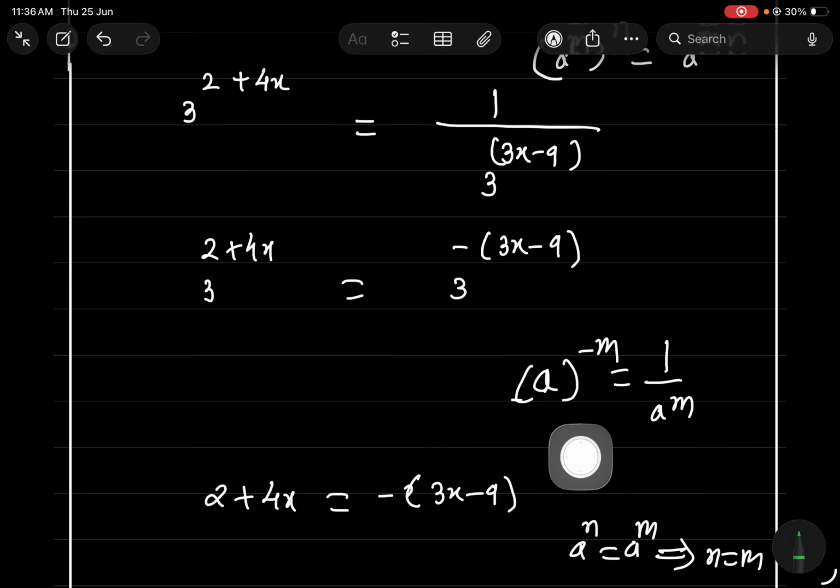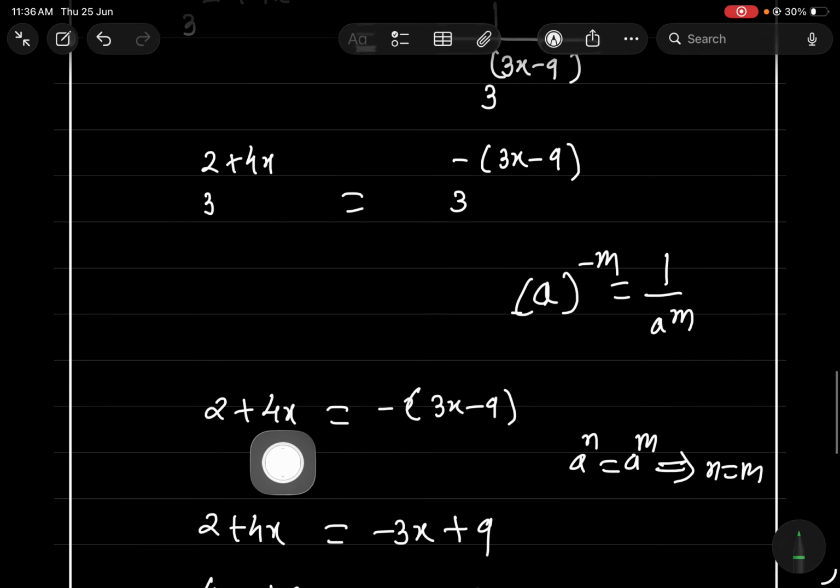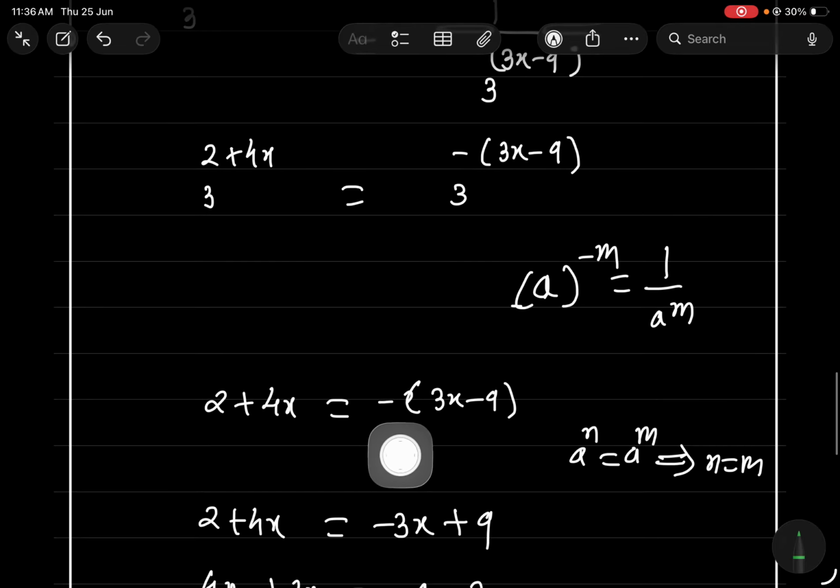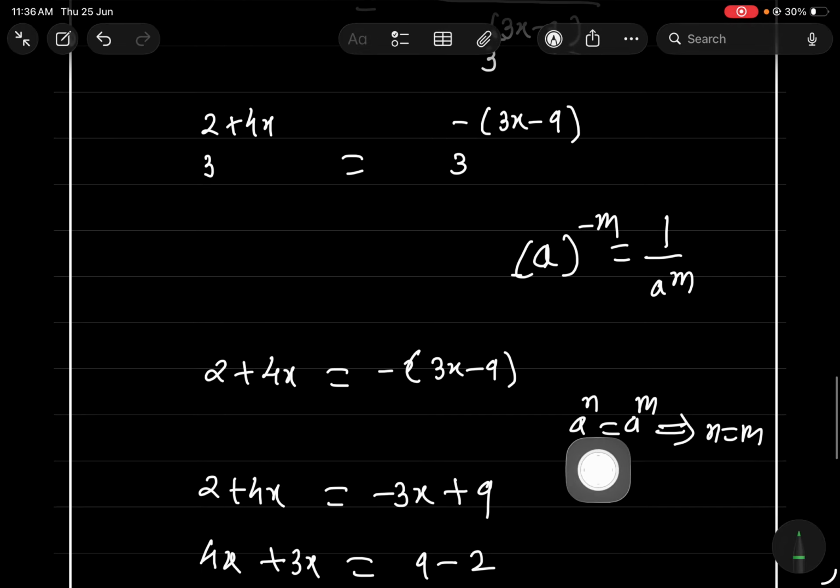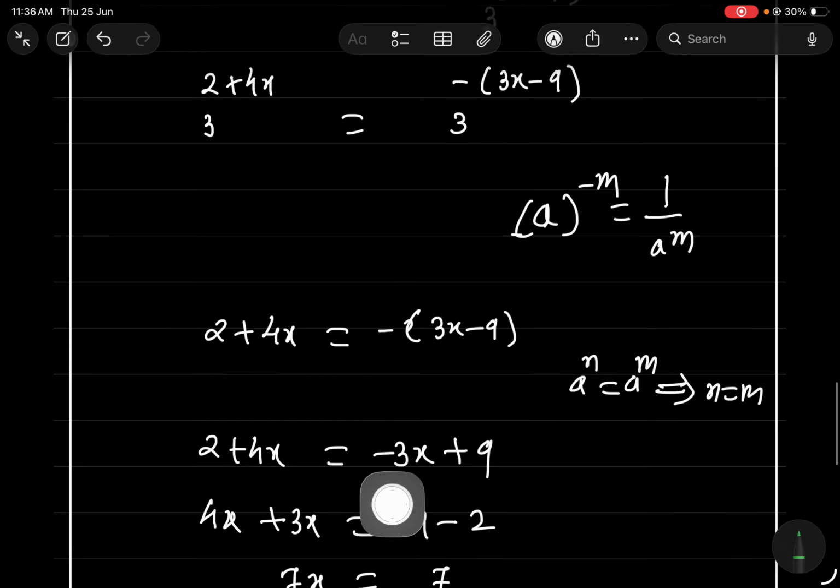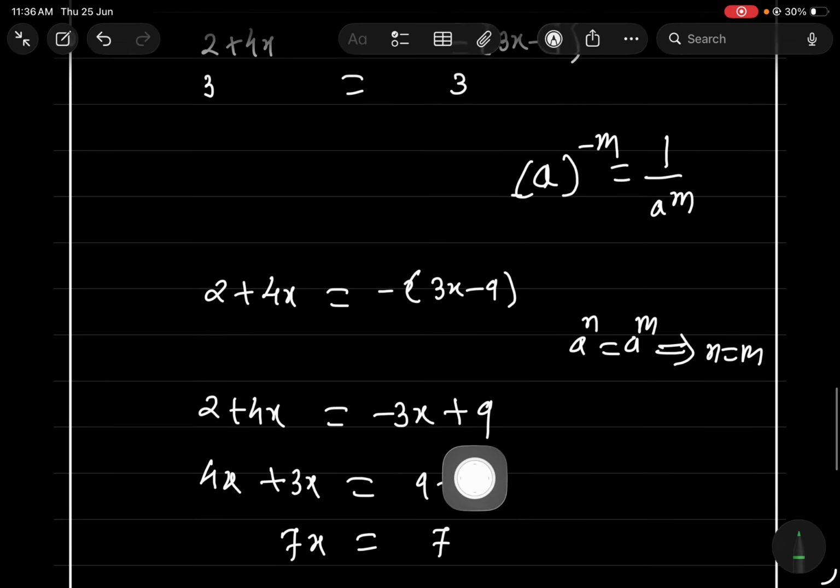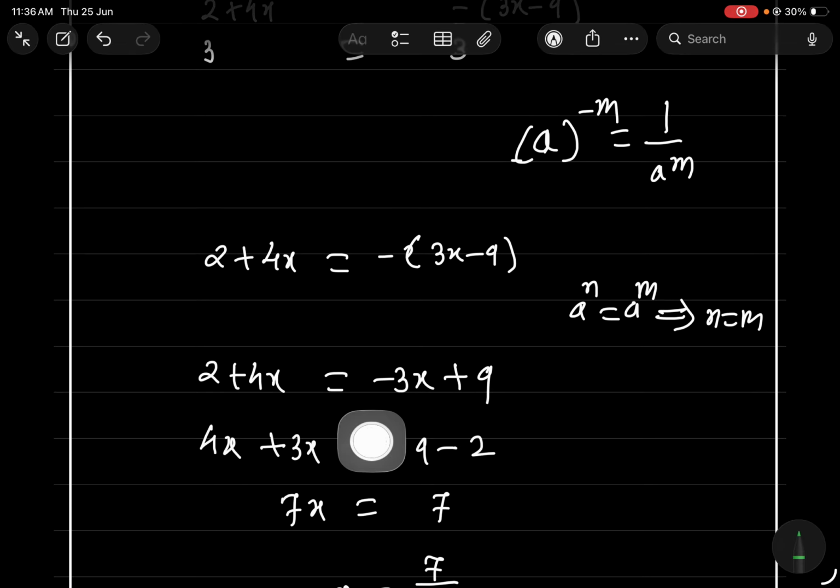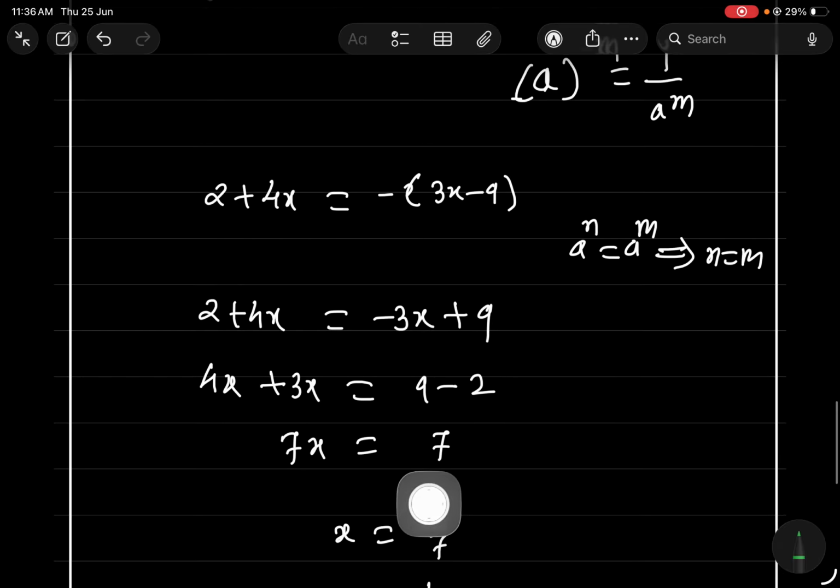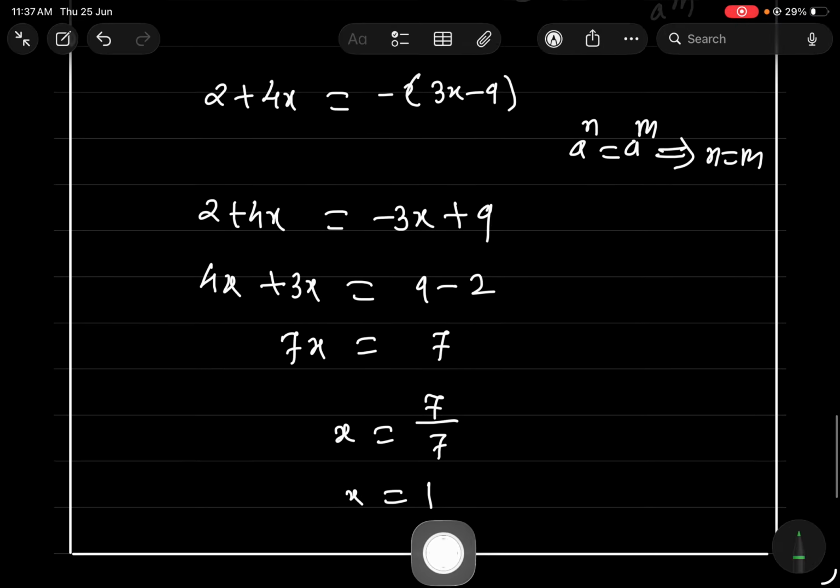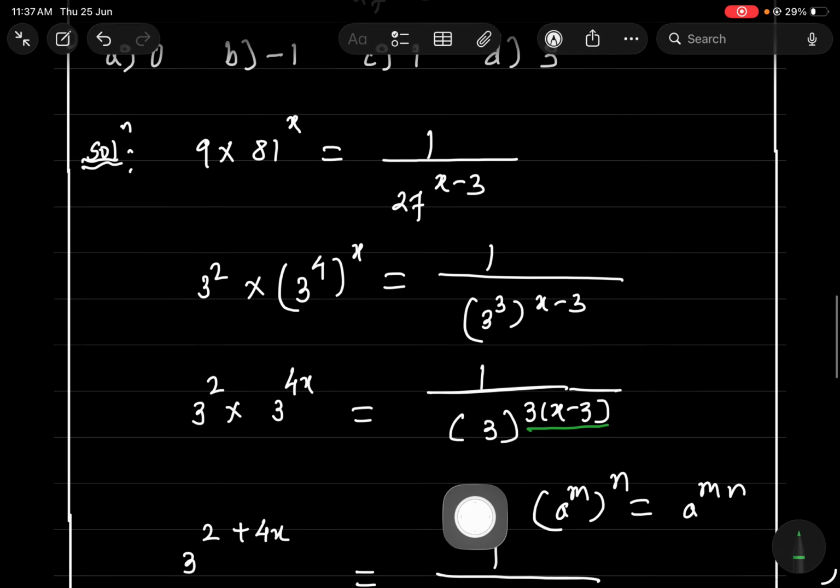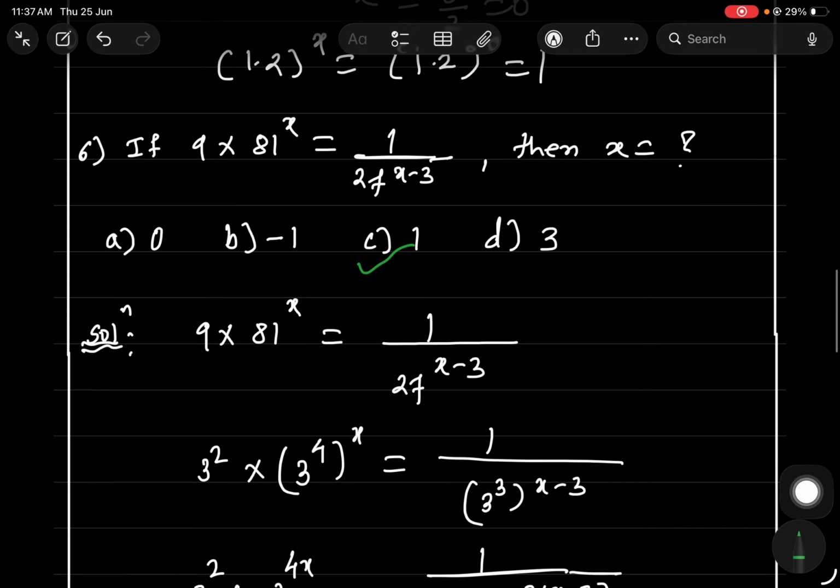Now here the base is the same, so 2 plus 4x equal to minus 3x minus 9 we can write. This law we used: a raised to m equal to a raised to n, so m equal to n. So 2 plus 4x equal to minus 3x plus 9. Now 4x as it is, minus 3x we are transposing, 9 minus 2, then 7x, subtraction is 7, so x equal to 7 upon 7, x equal to 1. So where is our option? X equal to 1, so C is your option.